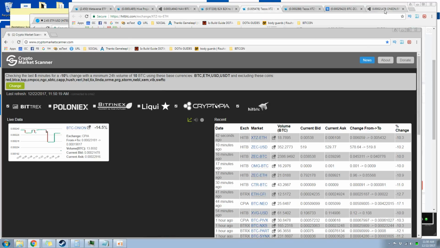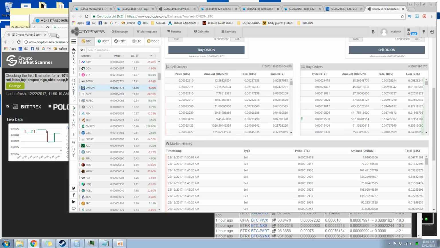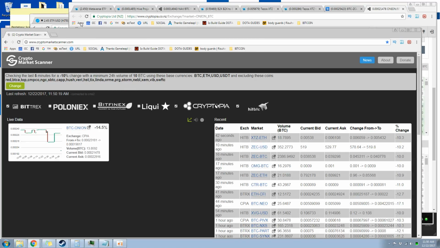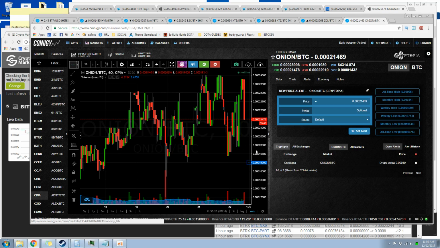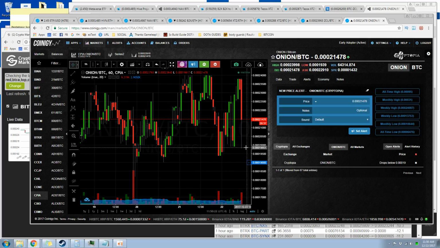Alright, so this is the only exciting one, this onion. Let's take a look at the onion real quick. So some lucky bugger got in at 19.8.